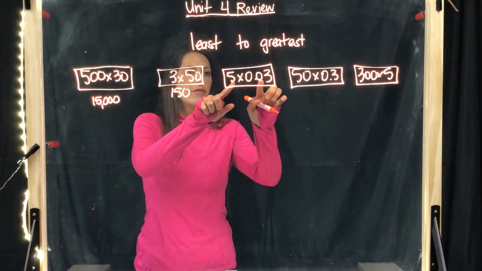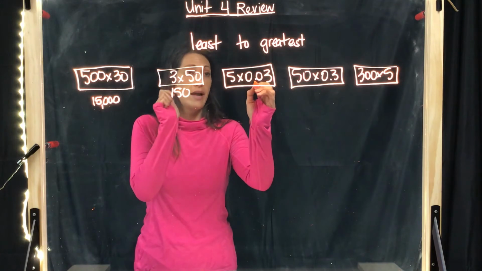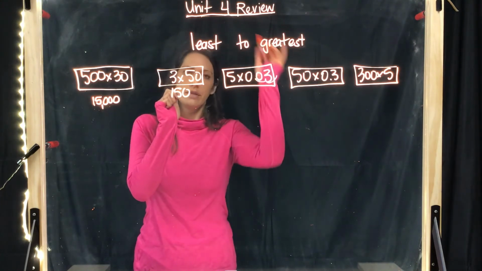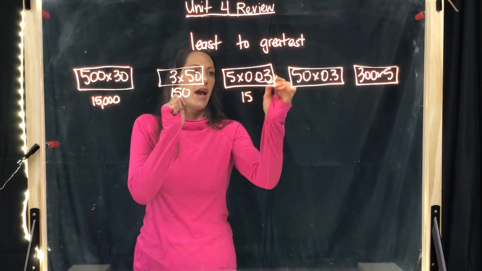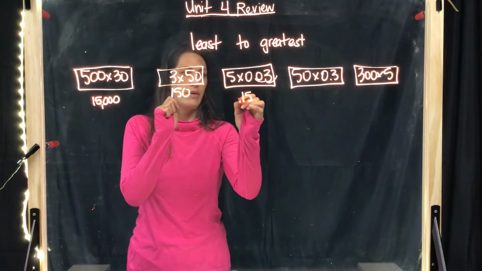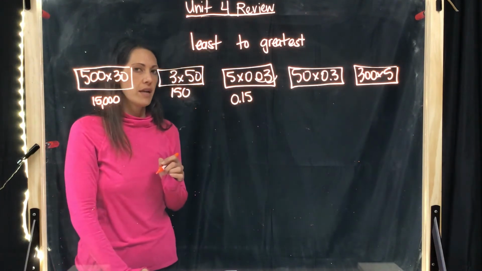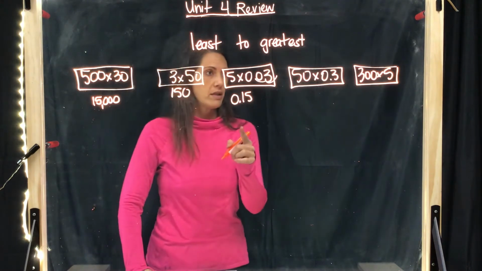Now I have 2 decimal spots, right? So when I multiply, I take the decimal out. 1, 2 to take it out. 5 times 3 is 15, and 1, 2 to bring it back in. So that answer is 15 hundredths. So far my smallest one.